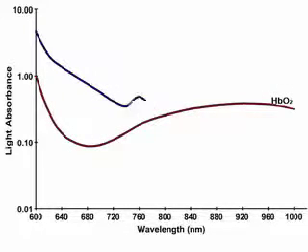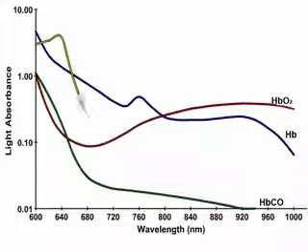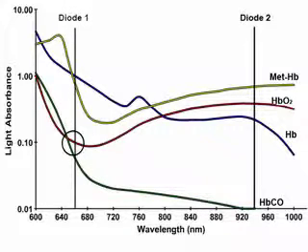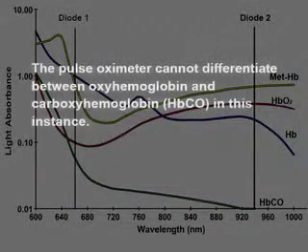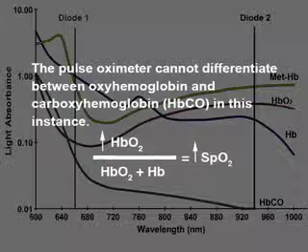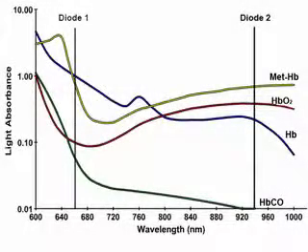Non-functional hemoglobin can also result in inaccurate pulse oximeter data. At 940 nanometers, the light absorption of carboxyhemoglobin is minimal and does not affect the SpO2. However, at 660 nanometers, the light absorption of carboxyhemoglobin is similar to that of oxyhemoglobin. The pulse oximeter cannot differentiate between oxyhemoglobin and carboxyhemoglobin in this instance, and may erroneously display a normal or near normal arterial blood oxygen saturation when the actual arterial blood oxygen saturation may be low.